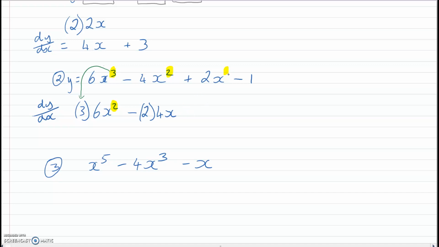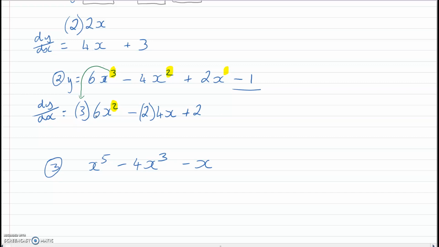And this one here, the x just disappears. Now, why does that x disappear? Because that is x to the power of 1. There's no power there. It's automatically x to the power of 1. So that power drops to x to the power of 0. And x to the power of 0 is equal to 1. So it's 2 multiplied by 1, which is just 2. This disappears. It's a constant, so that's gone from your dy dx.